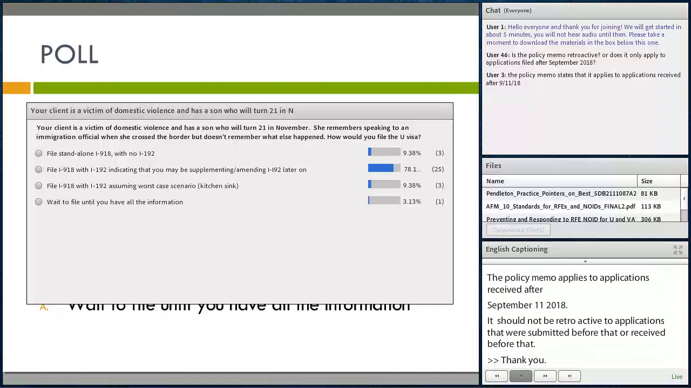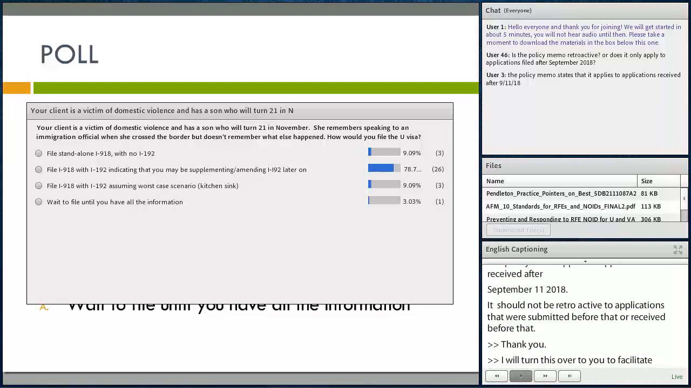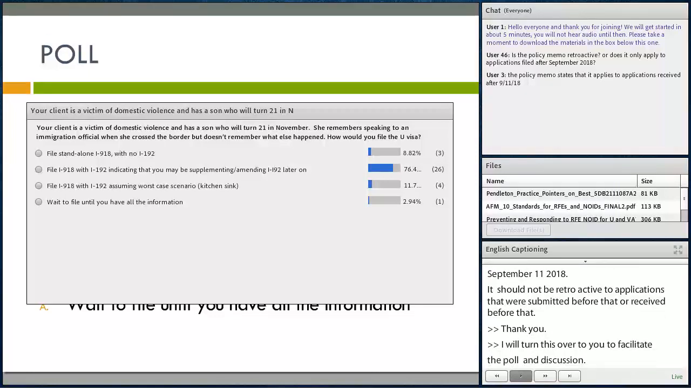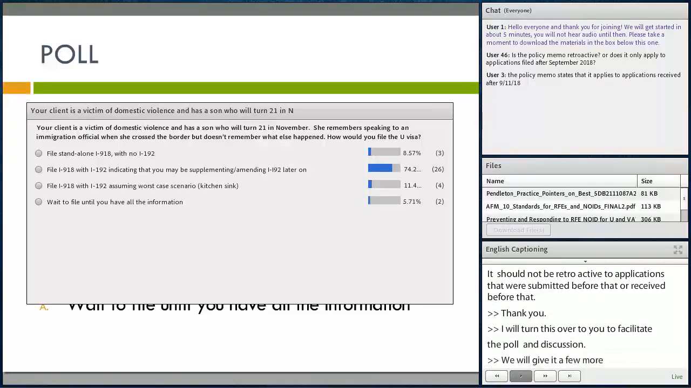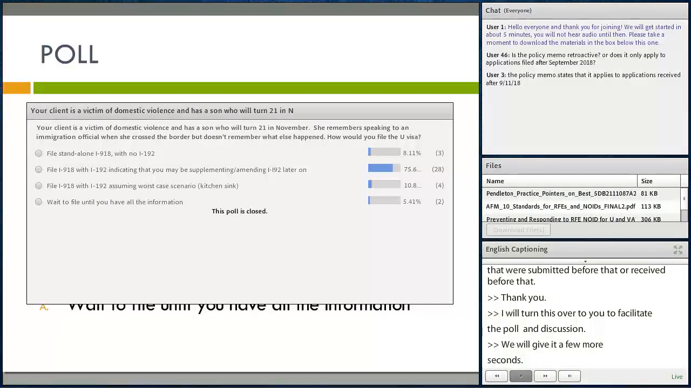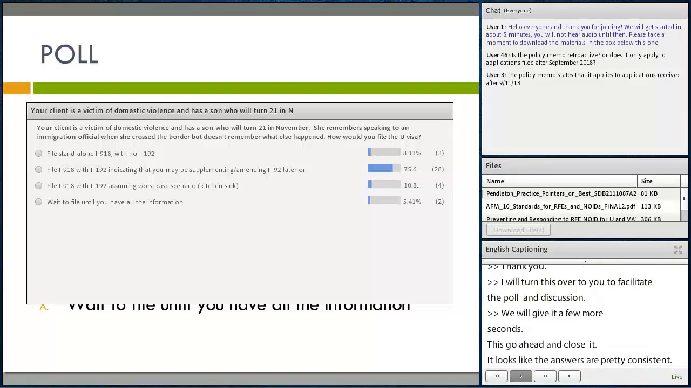Okay. All right, let's just give it another couple of seconds here. Okay, so let's go ahead and close the poll. It looks like the answers are pretty consistent here. So the one thing I would say is that there isn't necessarily a strict right or wrong answer for this poll as well as many others, right? I mean, there's typically a bit of strategy consideration, and also there could be some particular factual issues in your case that push you one way or another.